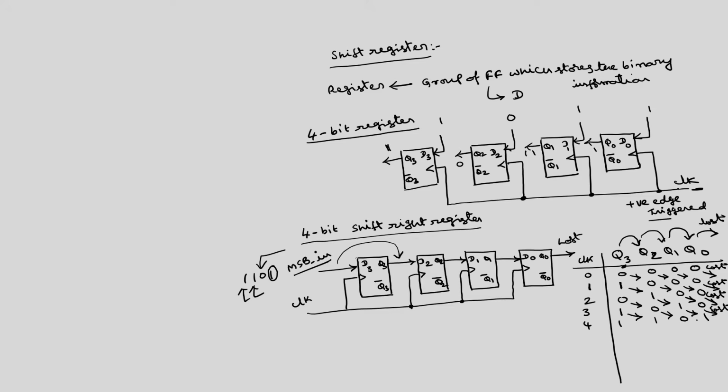Now, you can see the data 1 0 1 1 that you have taken here, this bit sequence, will be fed into the register after 4 clock cycles.